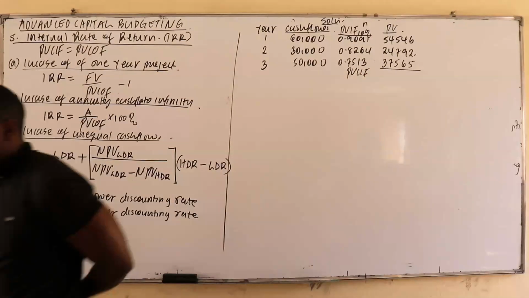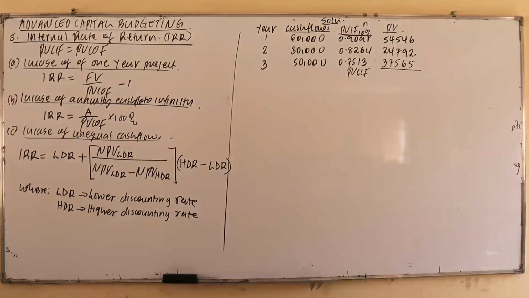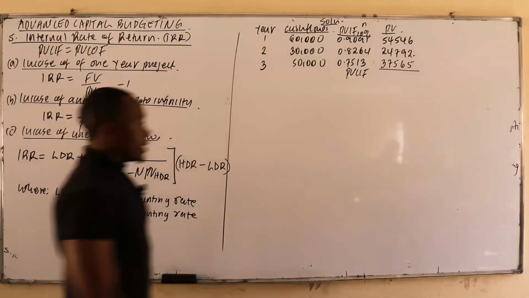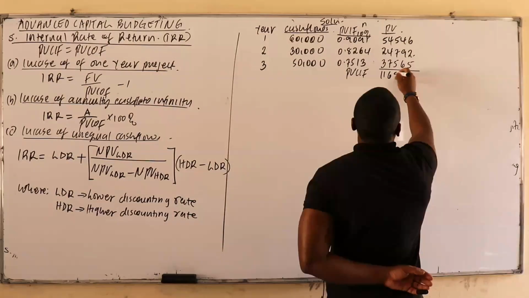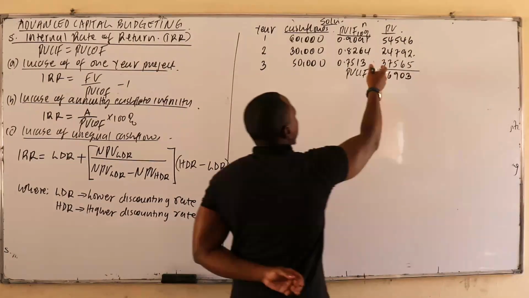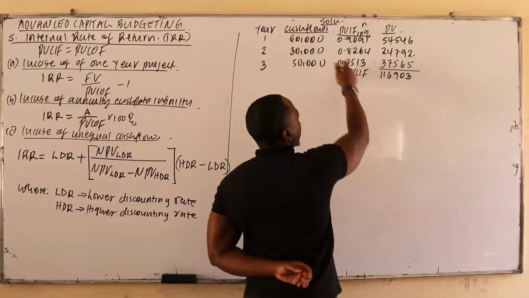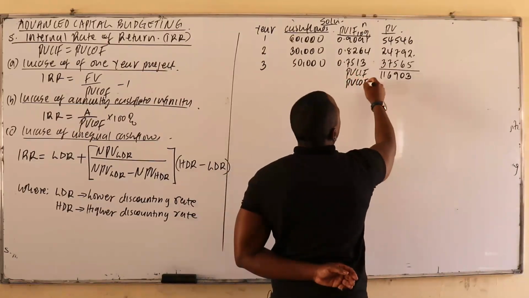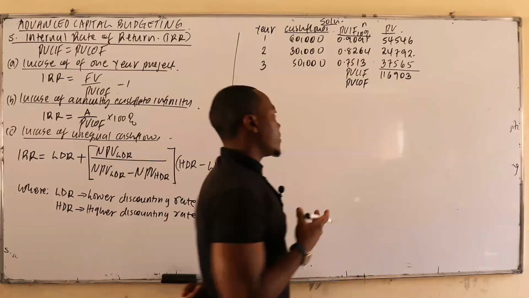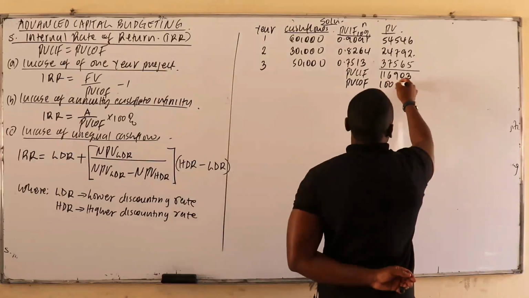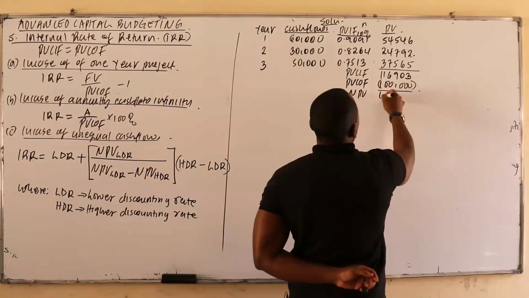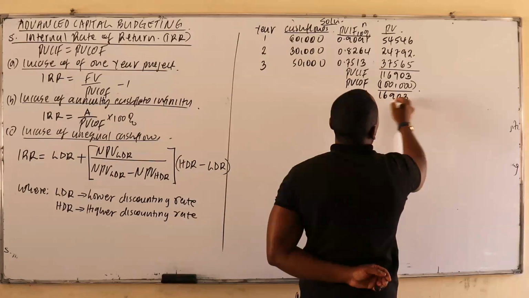Give me the present value of cash inflows. You get 116,903? So to get NPV, it is the present value of cash inflow less the present value of cash outflow. So how much is the initial investment of this project? 100,000. Good. So the net present value of this project will be 16,903.